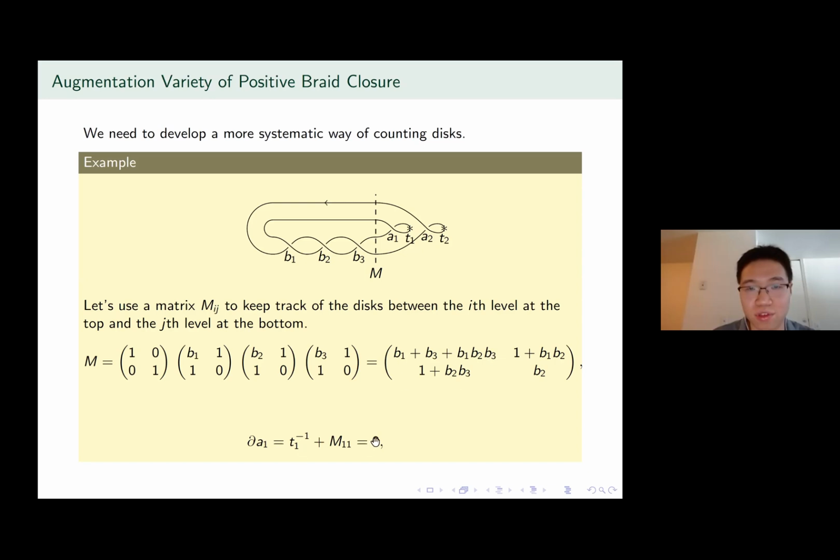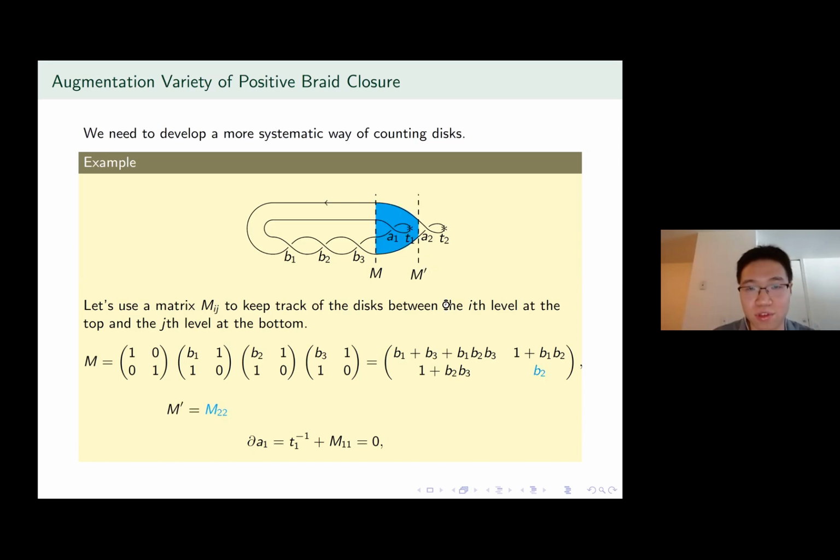Sorry for the equal 0 here. I think I got ahead of myself putting it in the equation, cutting out the augmentation variety. So ignore this equal 0 for the moment. So this is T1 inverse plus M11. So what about partial A2? A2 is slightly harder, right?